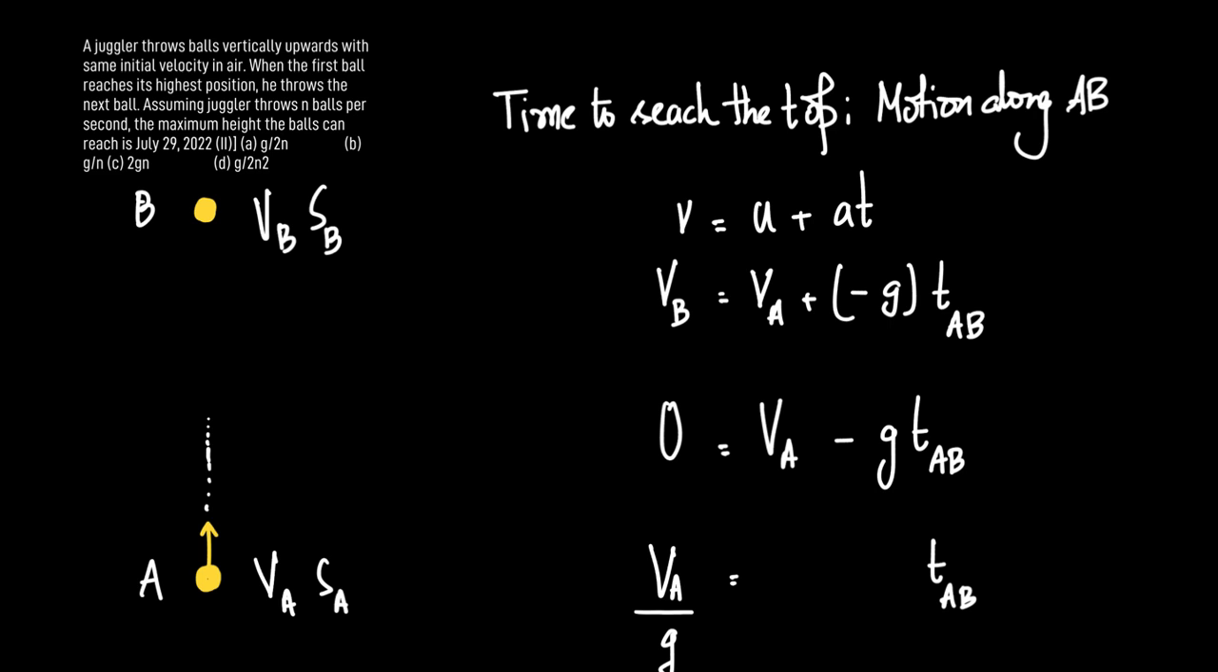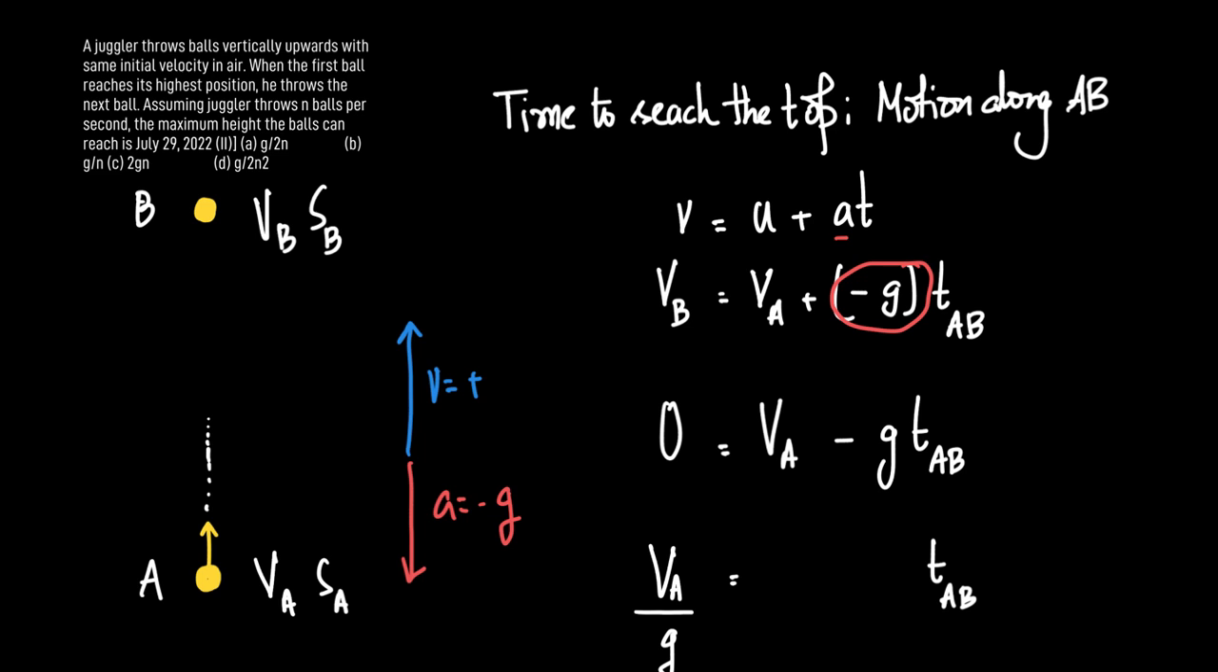Applying equations of motion, we have V is equal to U plus AT. V is the final velocity, VB. U is the initial velocity, VA. Acceleration: how do we find acceleration? Displacement is upwards, and acceleration due to gravity is acting downwards. So if upward is taken as positive, acceleration due to gravity is minus G. Time is the time from A to reach B, TAB. So 0 is equal to VA minus G TAB.